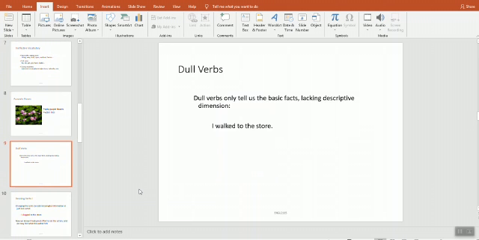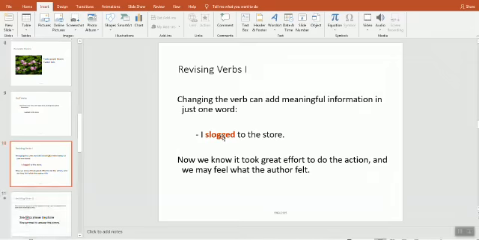Now, dull verbs. What can be the dull verbs? For example, again like I went up to the beach, it's a similar example: I walked to the store. Now, this walked is not telling me whether I was willing to go to the store, or whether I was sick, or whether I was very excited, very energetic. How did I walk to the store? So here is a revised version. I can say I slogged to the store. It means that I had to put in great effort because I was tired. I was actually walking heavily because of fatigue and tiredness.